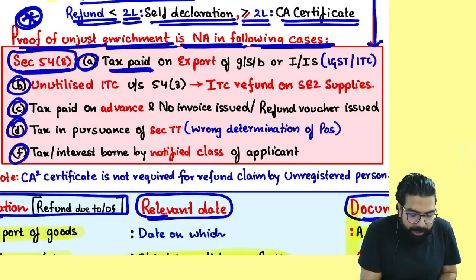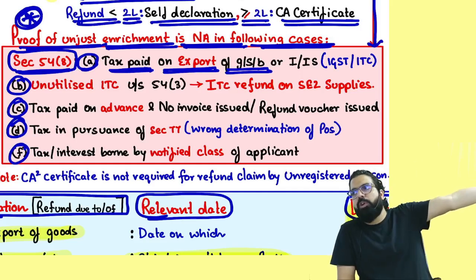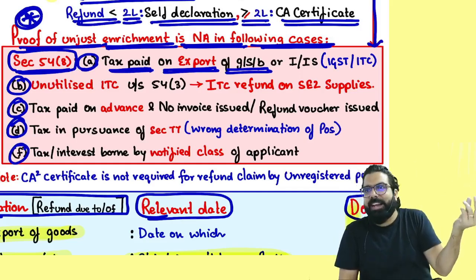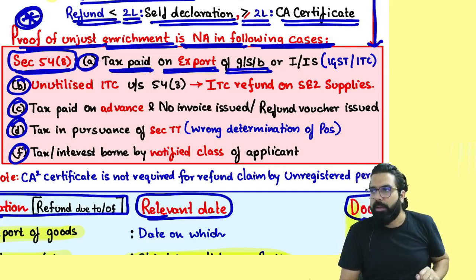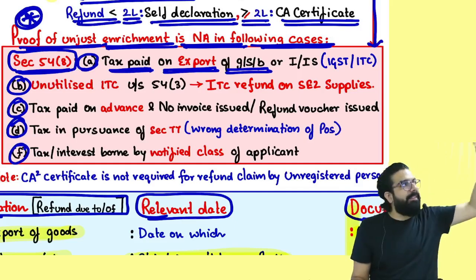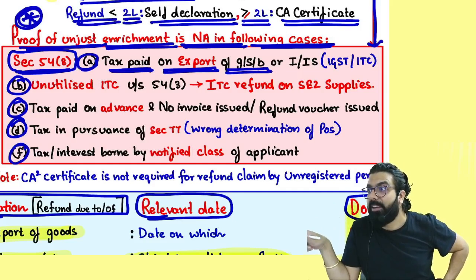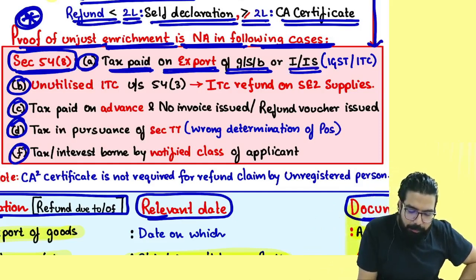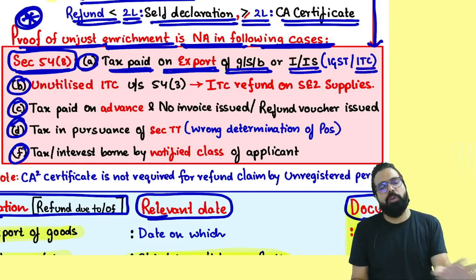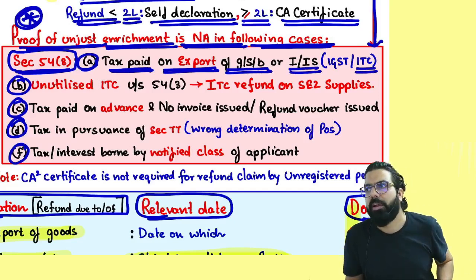See, tax paid on export of goods, services or both. When I exported the goods, I paid the IGST. That IGST I will get as a refund. For that I don't have to give any proof. A CA certificate is not required. Whether it is IGST paid at the time of export or you are claiming a refund of the ITC, of input and input services, in both cases the refund will be given to you. There is no requirement to prove unjust enrichment.